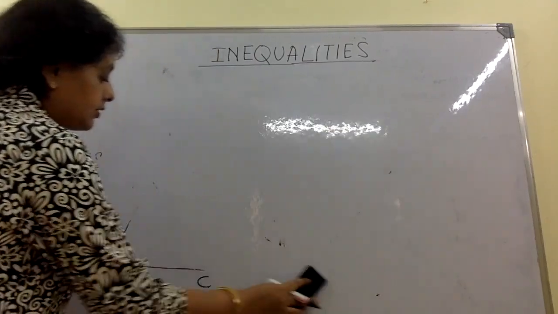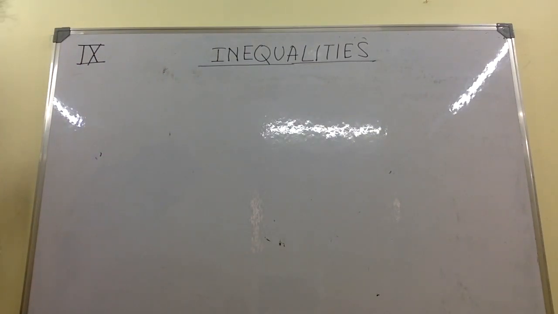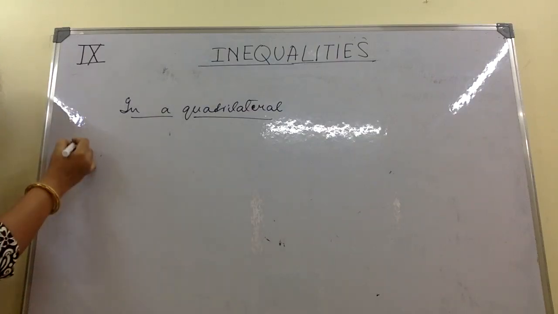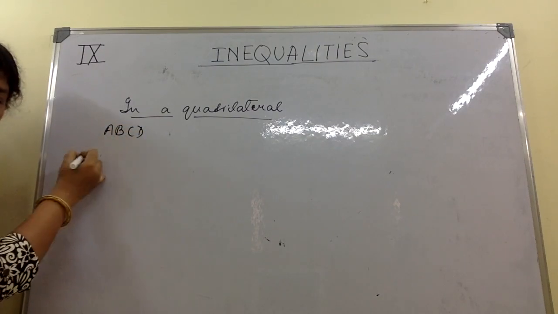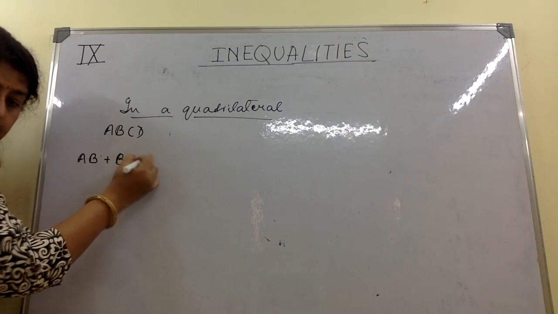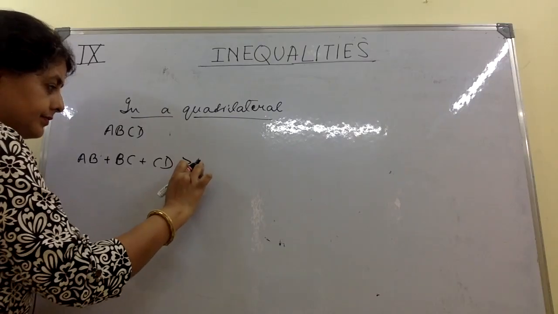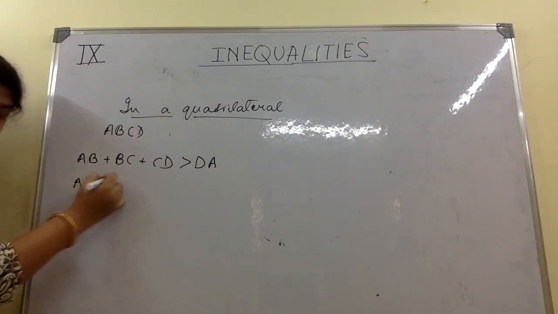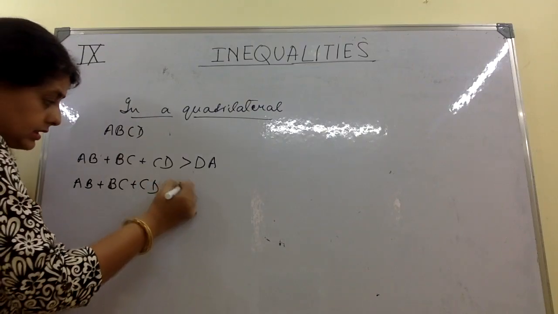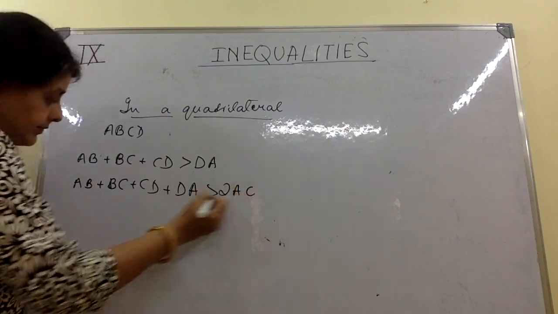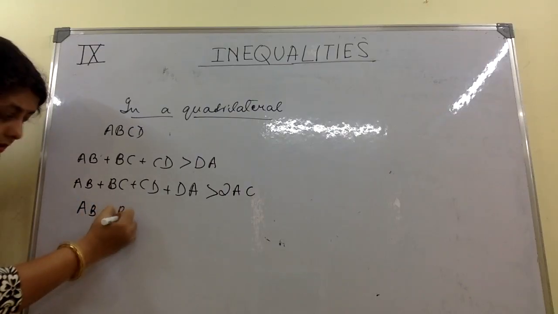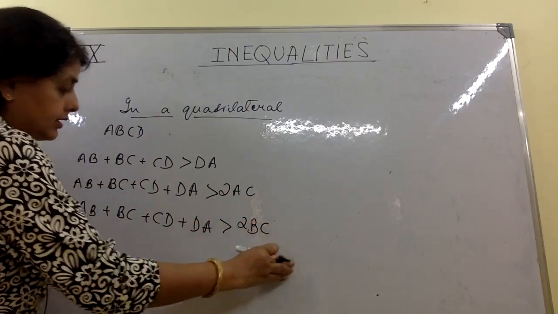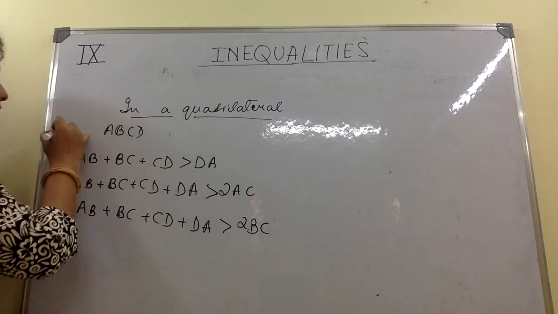Okay. So here let me take up one question. In a quadrilateral ABCD, prove that AB plus BC plus CD is greater than DA, AB plus BC plus CD plus DA is greater than twice AC, and AB plus BC plus CD plus DA is greater than twice BD. So we have to prove this.